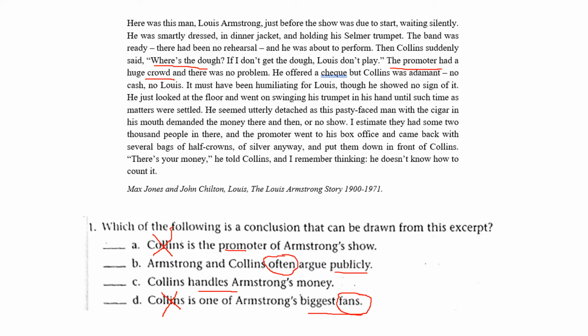So the money is given to Collins. Collins is not the artist. Collins is the manager of the artist. He is handling the money. The money is given to Collins. We don't know if Armstrong and Collins often argue. In fact, in this passage, Collins is arguing with the promoter, with the person that organized the concert, not with Collins. So there is no evidence that Armstrong and Collins often argue. There is plenty of evidence that Collins controls the money for Armstrong.